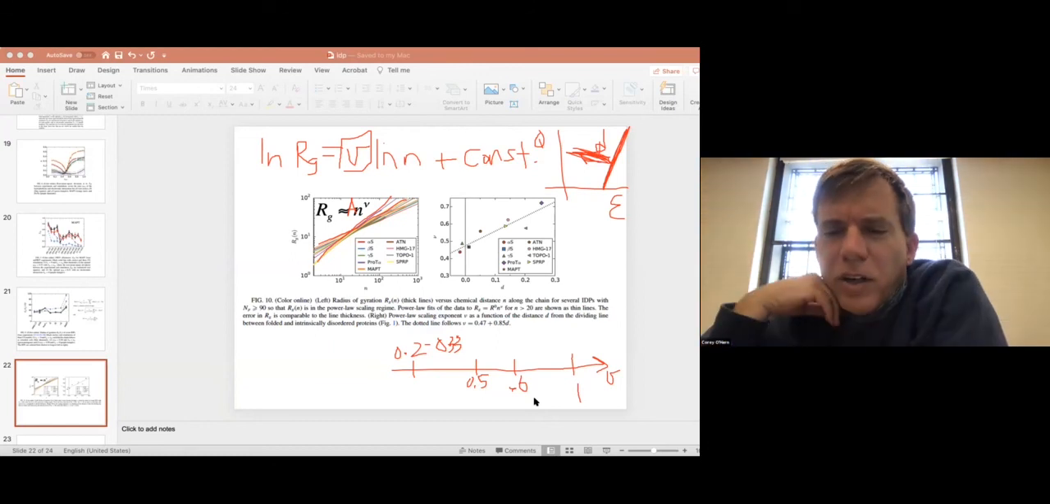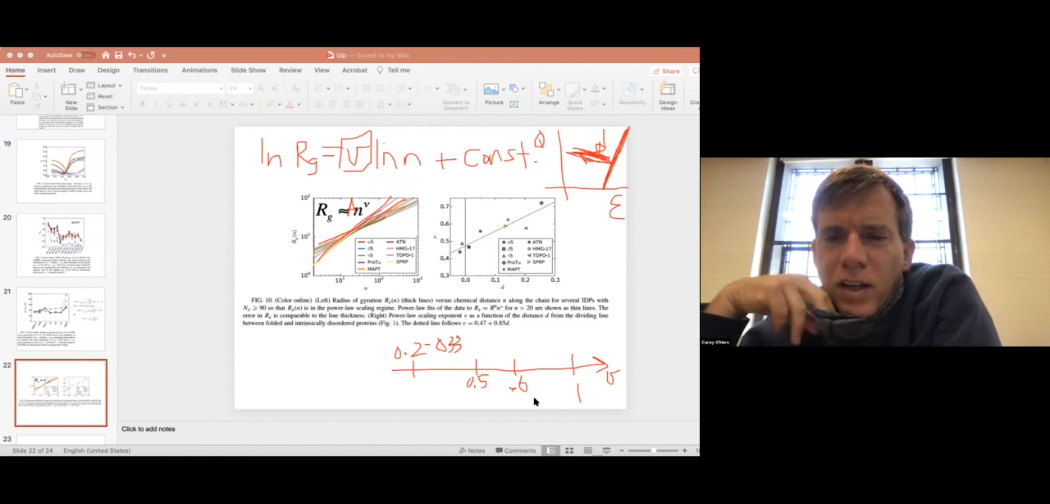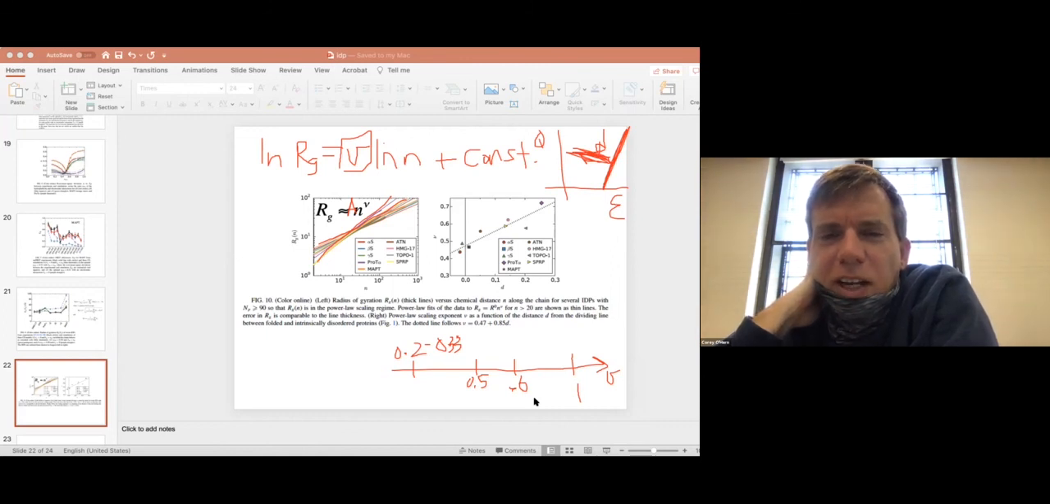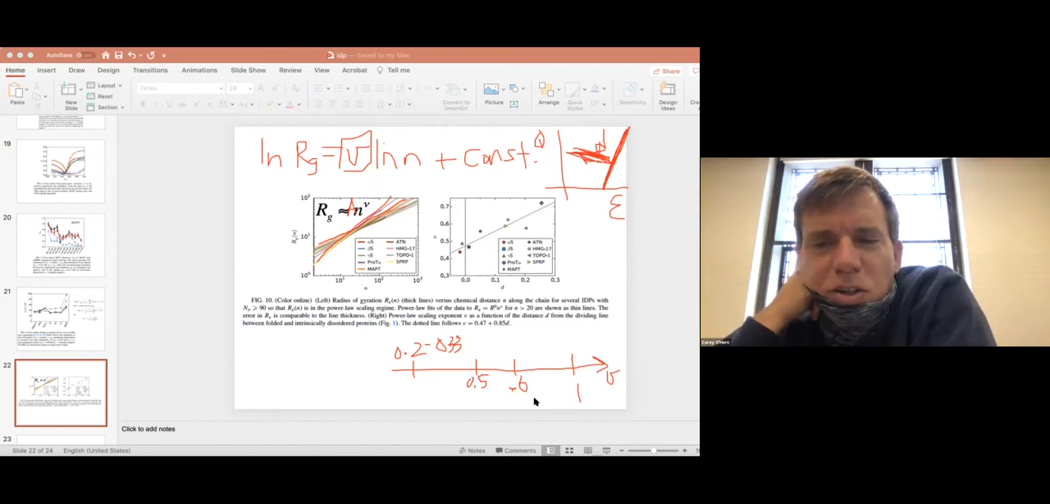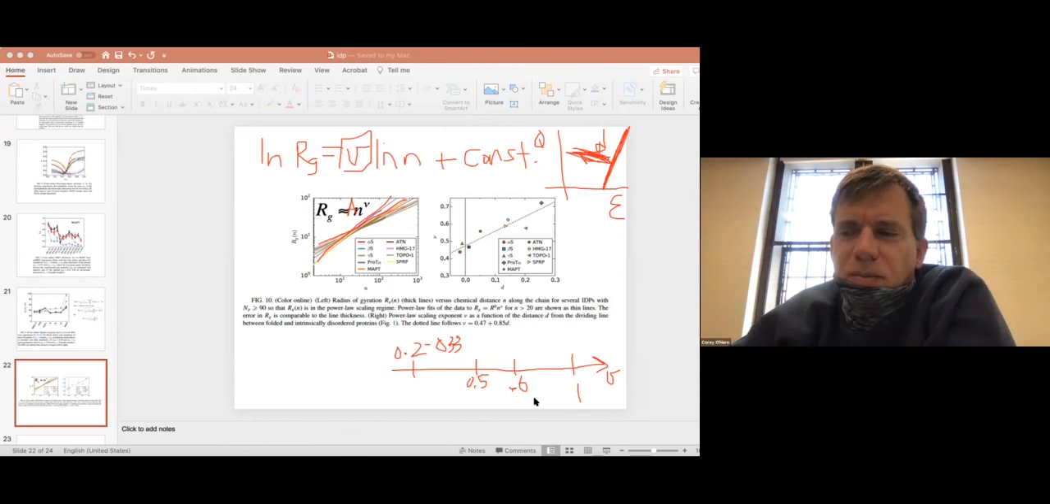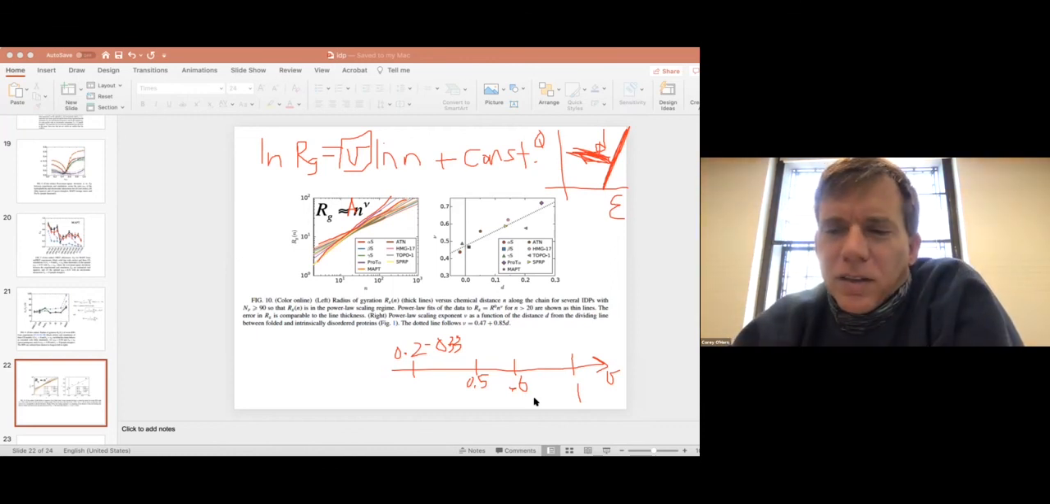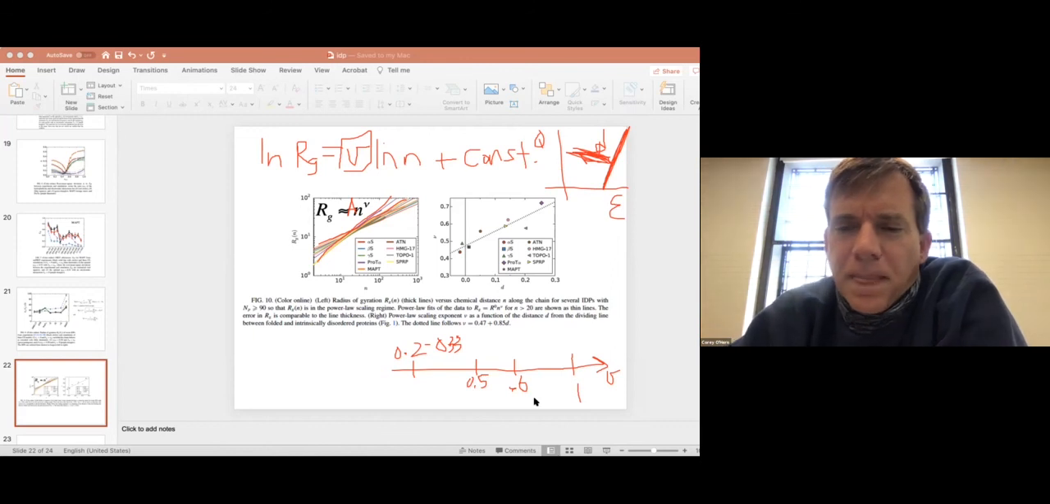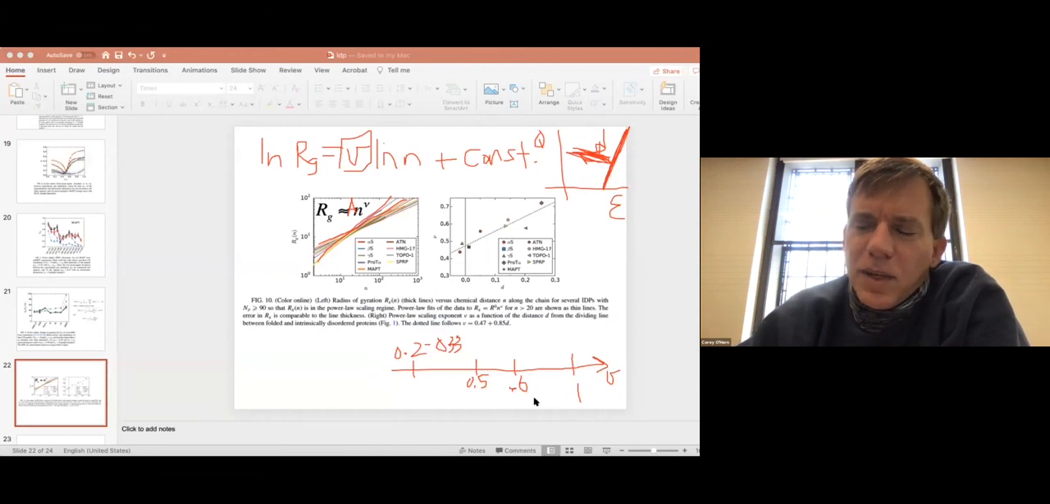So the scaling exponent nu can have some typical values. It can be 1 if it's basically fully extended. If the polymer is a straight line, then the exponent is 1. That's the limit of extremely charged polymers. And then 0.6 is the limit of uncharged polymers, but it's an excluded volume random walk.